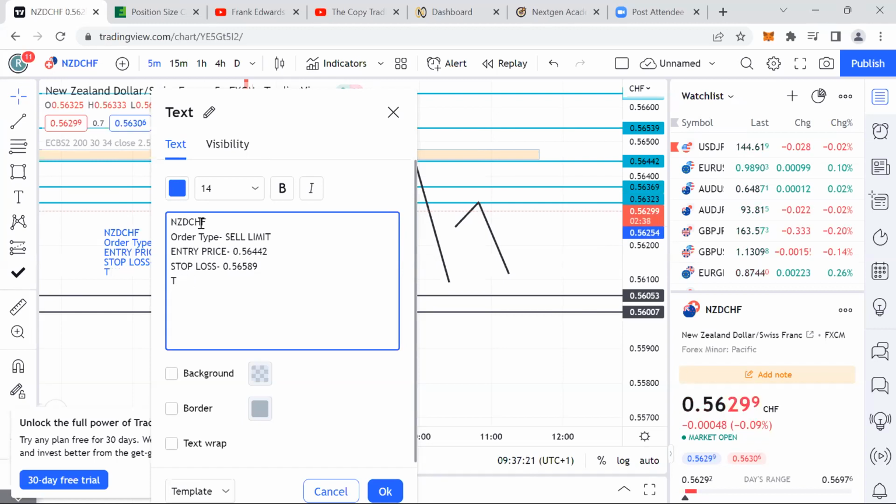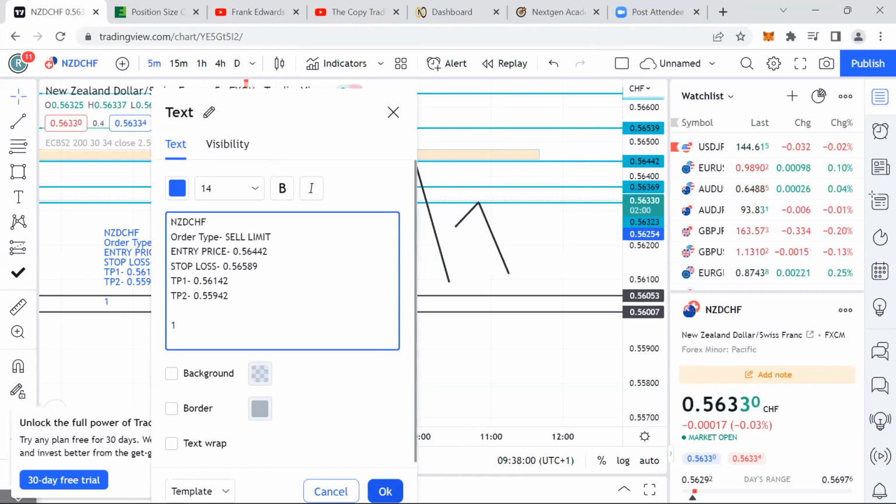Take profit. TP1 is 0.56142. TP2 is 0.55942. All right, so we said take it with 1% of your account.